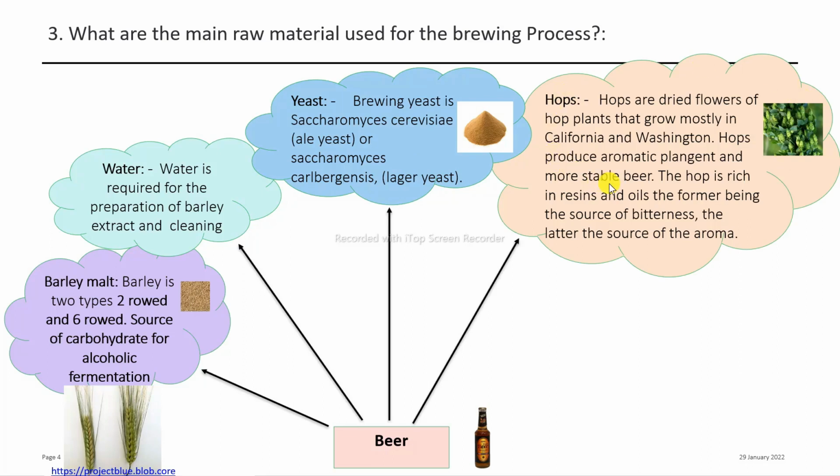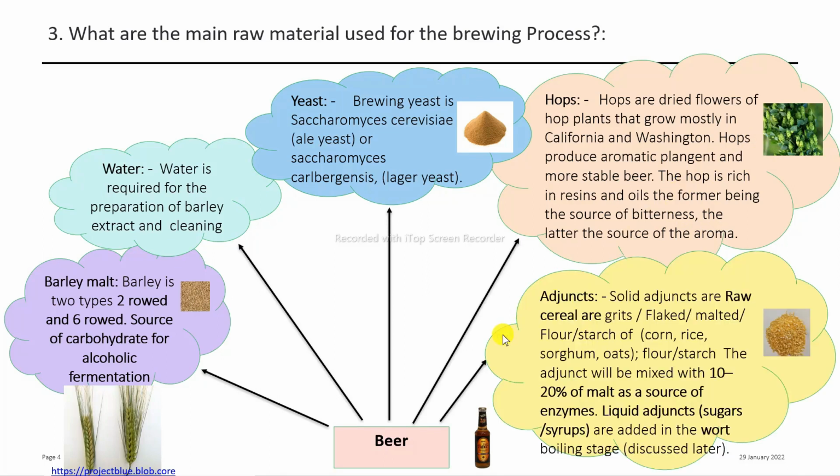Then the next raw material is the hops. These are the flowers of the hop plants, mostly grown in California and Washington. Hops may be added as dried flowers, extract, or powder form, which provides the specific characteristic bitterness taste of the final beer, as it contains resins which are extracted during the brew kettle boiling.